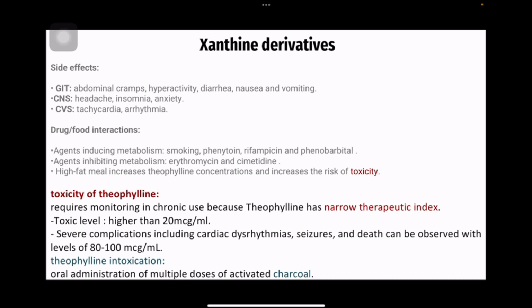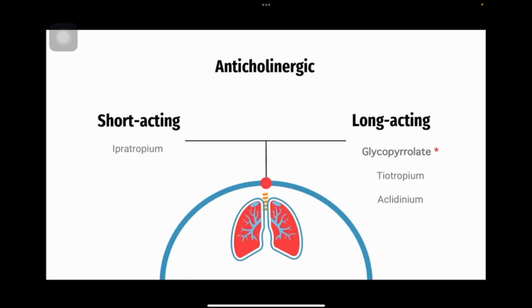And how is theophylline intoxication treated? Use charcoal, because charcoal acts as an adsorbent of theophylline and increases its clearance from the body. So now we move to the anticholinergic class with Roaya Sharif.